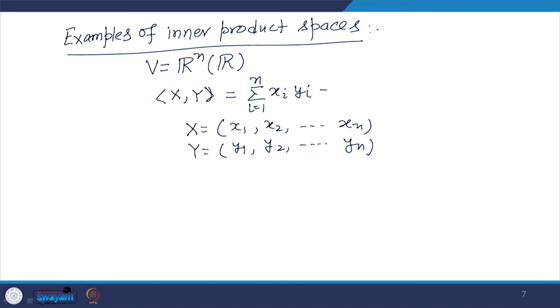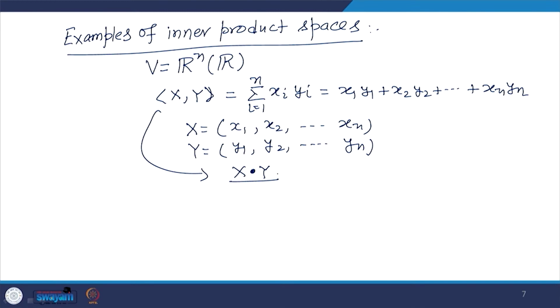So, then this will become x 1 y 1 plus x 2 y 2 plus x n y n. And what is this? It is nothing but the usual dot product of the vectors x and y. So, the usual dot product of vectors is an inner product. So, R n together with this inner product forms an inner product space.